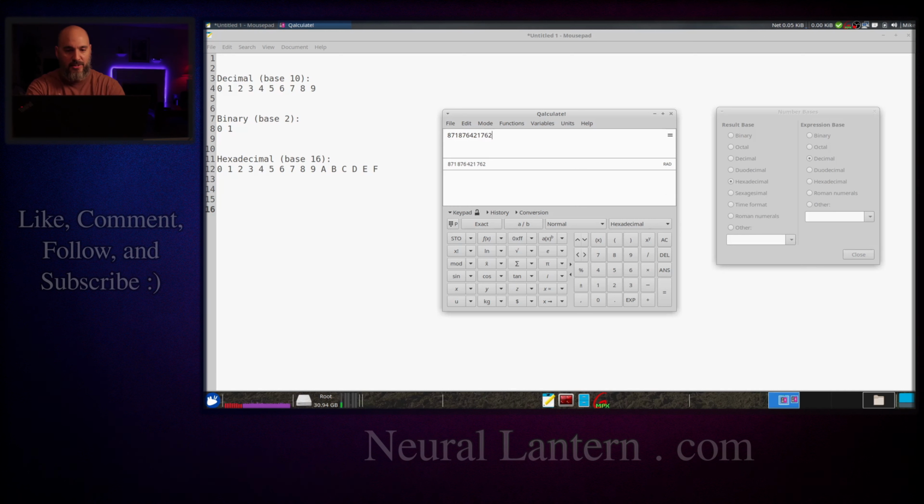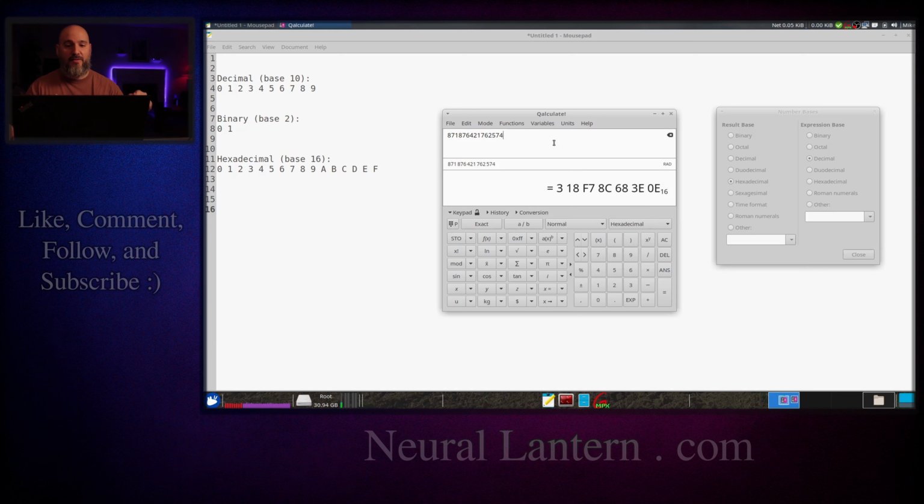Let me see if I can just add some more numbers here. Okay, let's see if we get more savings here. 1, 2, 3, 4, 5, 6, 7, 8, 9, 10, 11, 12, 13, 14, 15. Okay, so the original number is 15 long. And here we have 2, 4, 6, 8, 10, 12, 13. So that's a savings.